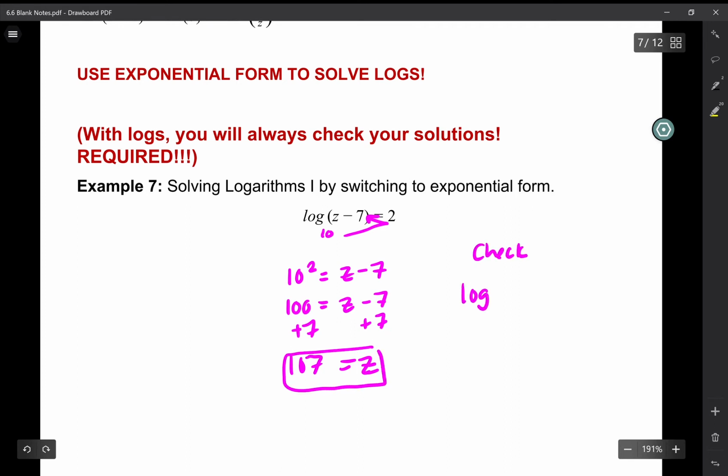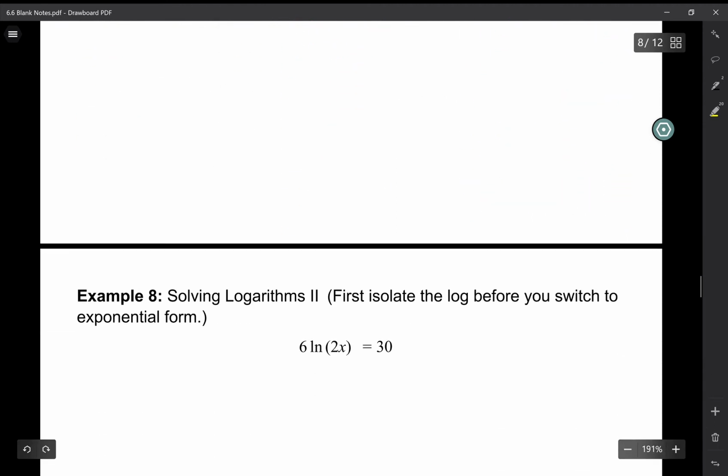Is log of 107 minus 7 equal to 2? Well, that's log of 100. And sure enough, that does equal 2 because 10 squared is 100. Check. Let's try a little bit harder example.